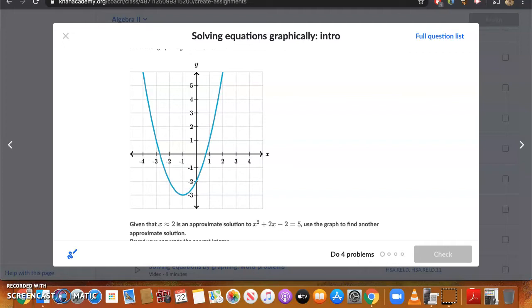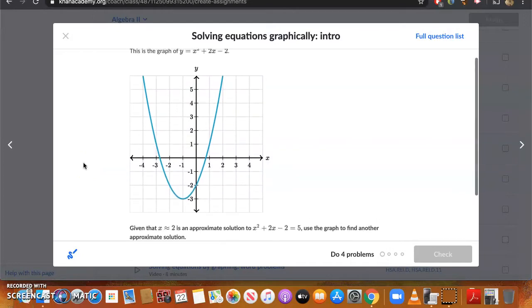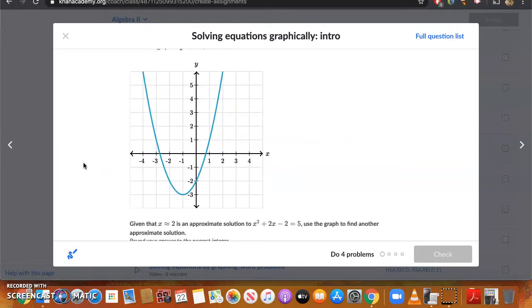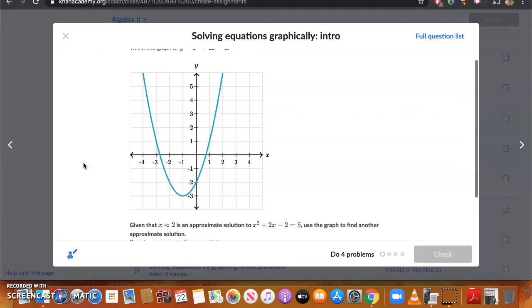We're going to work on a problem from the next practice set, which is called Solving Equations Graphically Intro. Here we are given a function, y equals x squared plus 2x minus 2, graphically. And they're asking us, given that x is approximately 2 is an approximate solution to x squared plus 2x minus 2 equals 5, use the graph to find another approximate solution. Round your answer to the nearest integer.